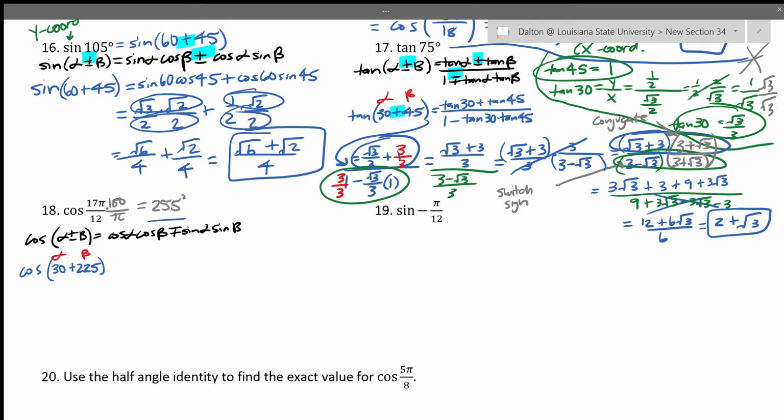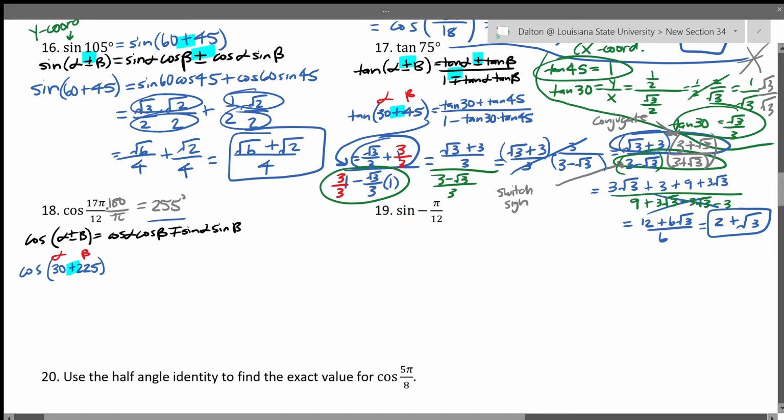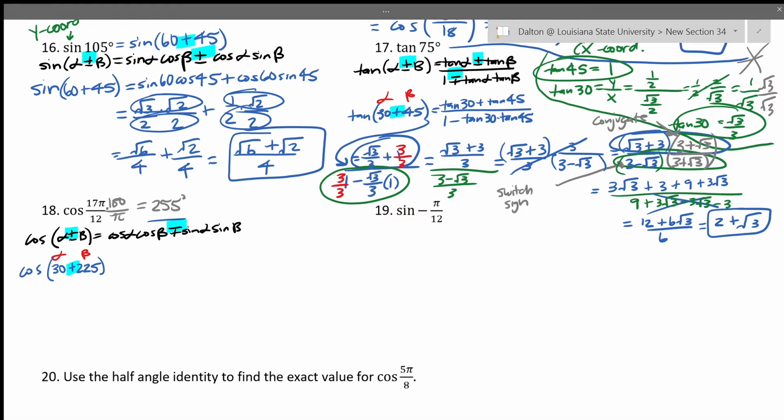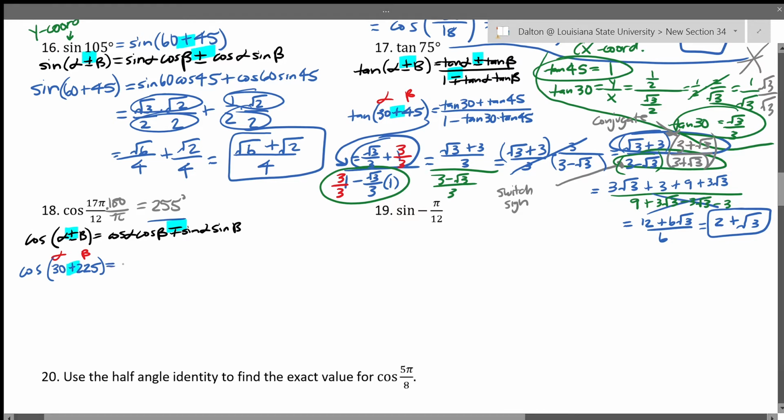The other thing to note is if I am adding my angles, alpha plus beta, that means I'm using the top sign in that symbol. So I'm going to use the top of the symbol on the right-hand side as well, which is the minus sign. So if I fill in the rest, this will be cosine of alpha is 30 times cosine of beta will be cosine of 225 minus sine of alpha is 30 times sine of beta is 225.